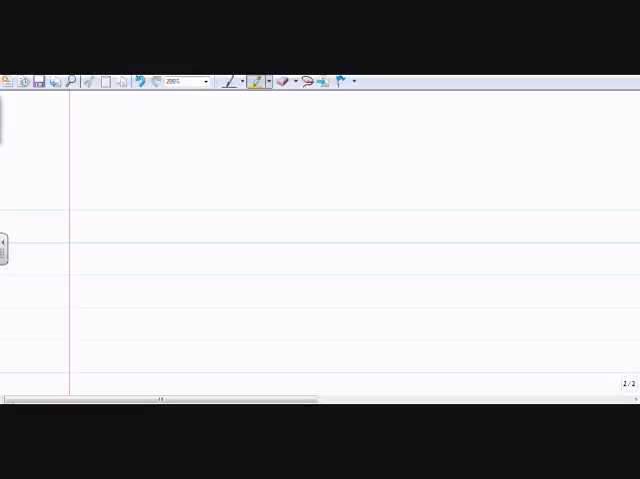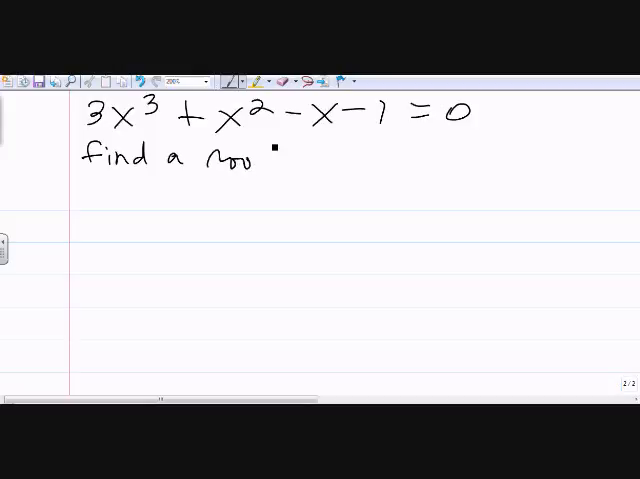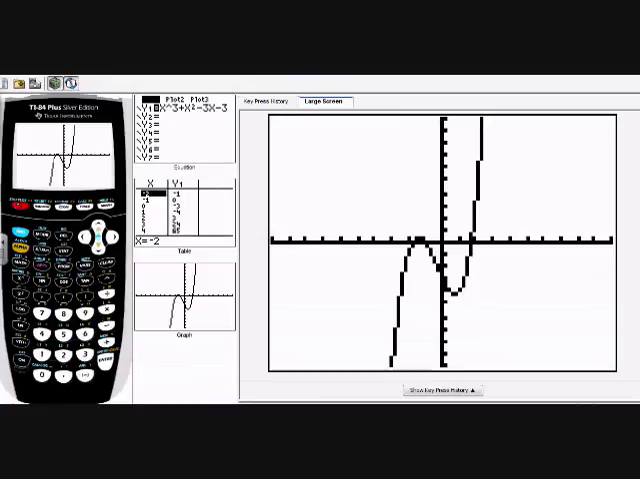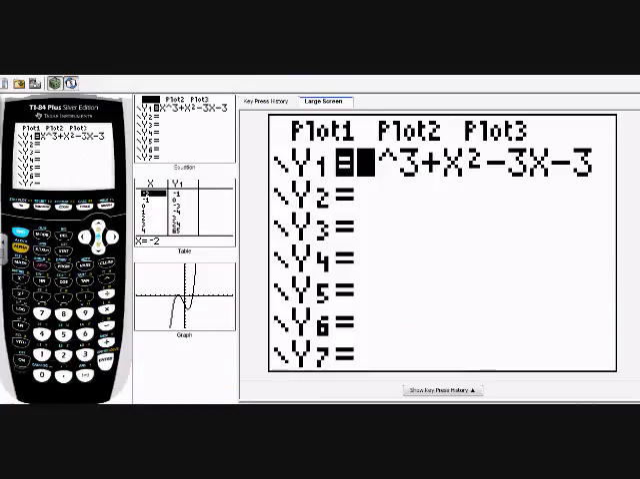There's one. That one's not bad. 3x cubed plus x squared minus x minus 1. Okay. Step 1, find a rational root. A rational one. So let me throw this in my calculator. I think that was the one that I had before. Too bad it's gone.